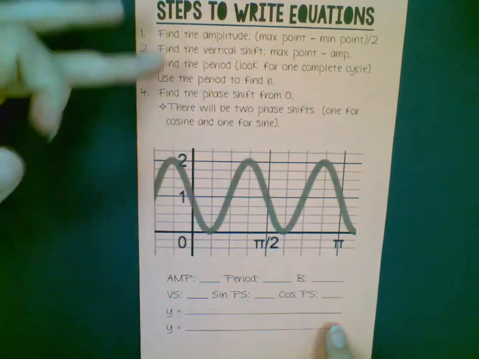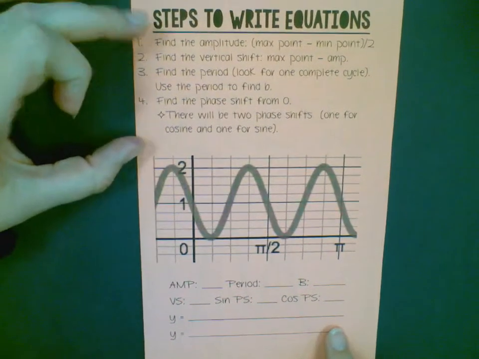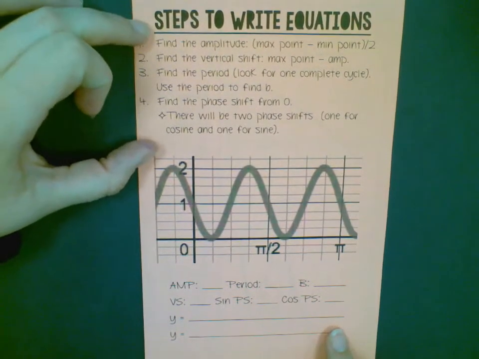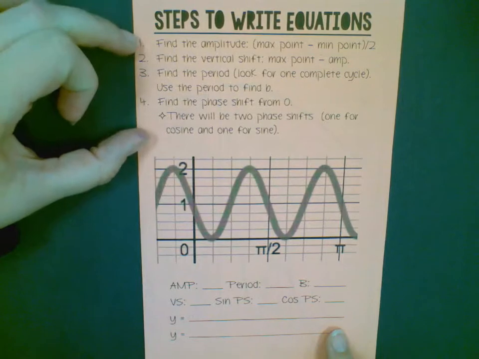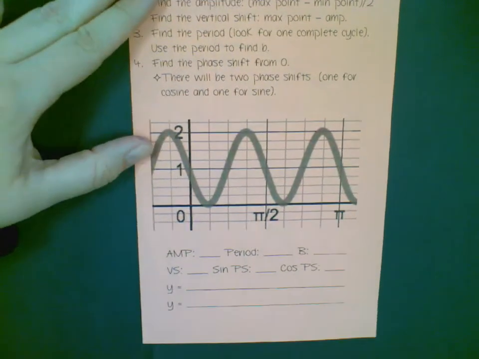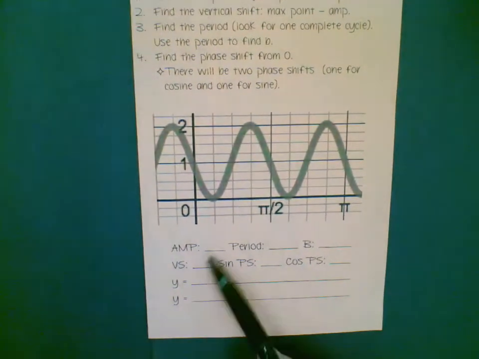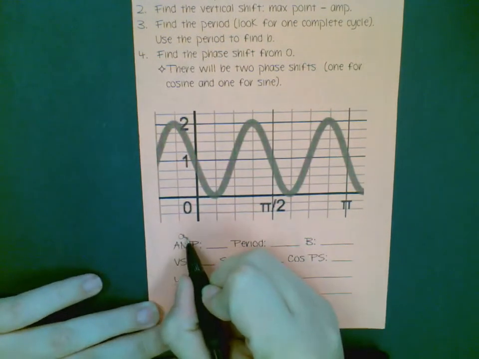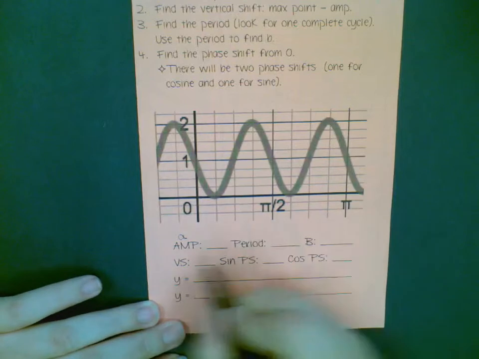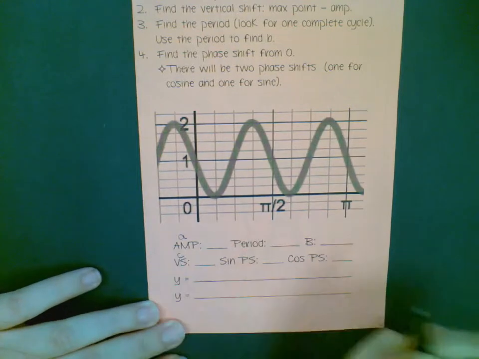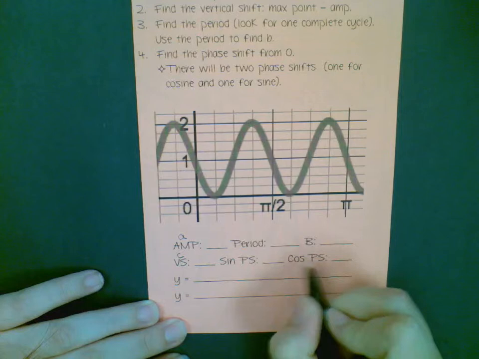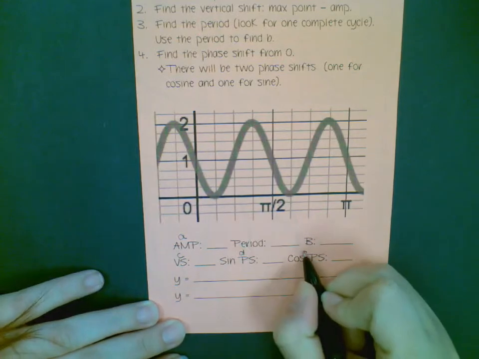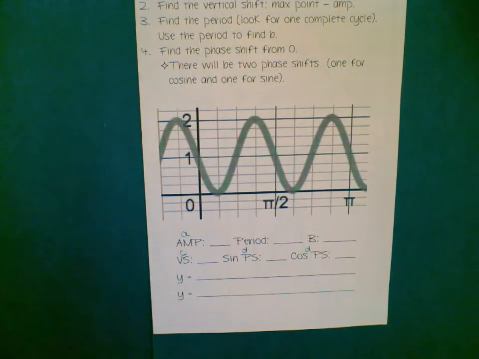I'm not going to necessarily follow this order, but if you get stuck or are confused, this would be a good starting place for you. Okay, so when we write our equation, we have to know our A, B, C, and D. So our amplitude is A, our period helps us find B, our vertical shift is C, and then the sine and cosine each have their own phase shift or horizontal shift.